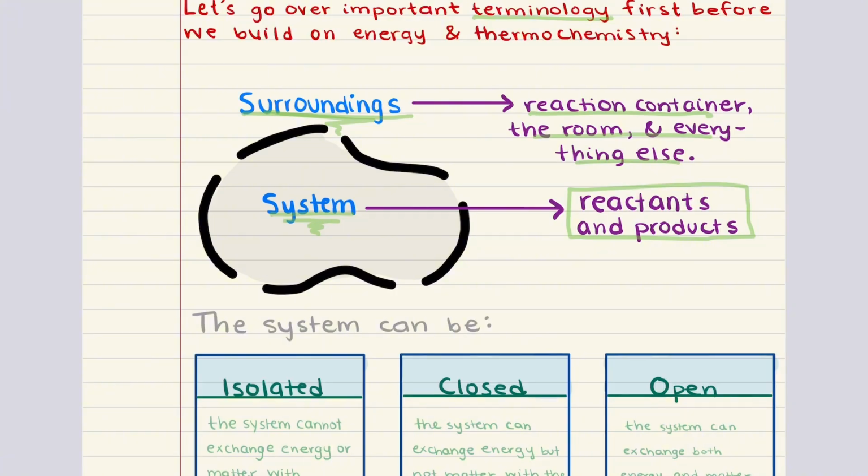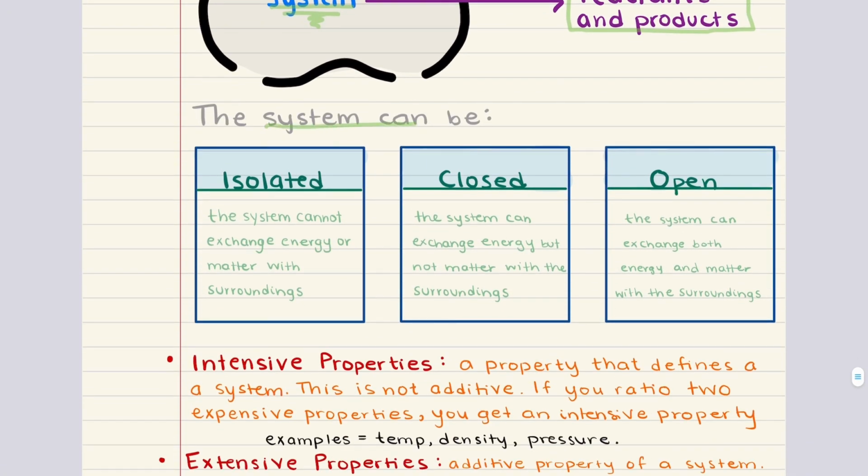Understanding this boundary is important because energy always flows between the system and its surroundings. For example, if a reaction releases heat, the system is losing energy and the surroundings are gaining it. We can also classify systems based on how much interaction they have with their surroundings. So an isolated system won't be able to exchange matter or energy with the outside world. So think of an insulated, sealed container. Nothing gets in or out. So that's one type of system.